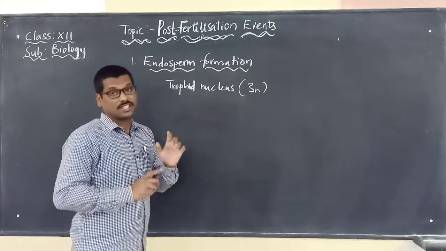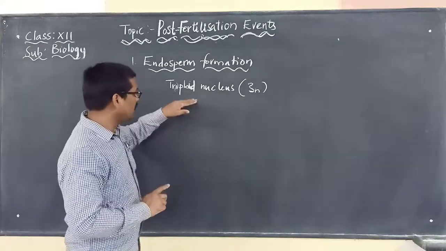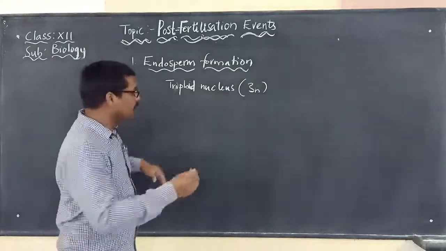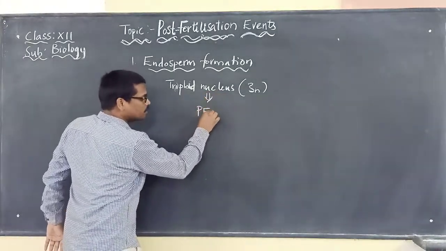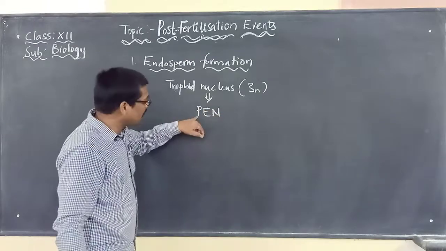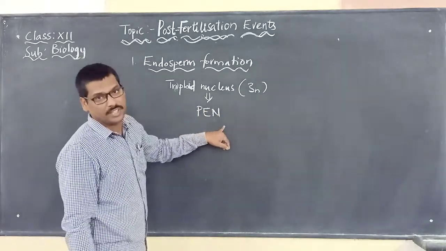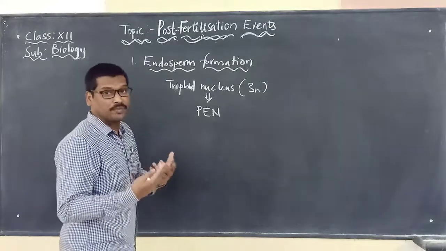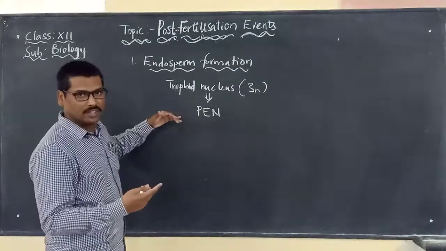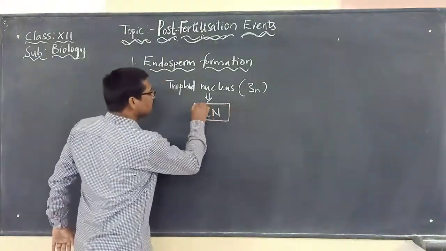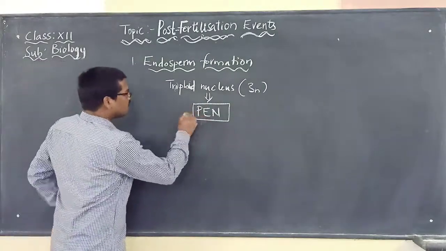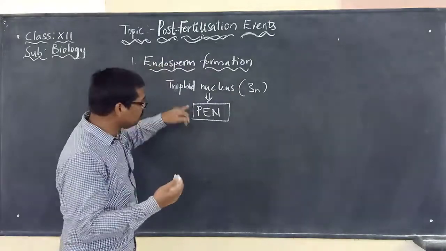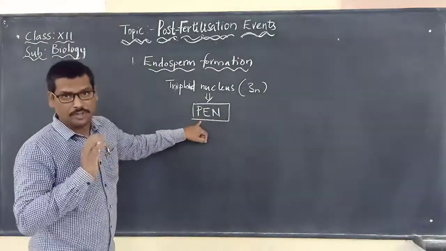We call it vegetative fertilization. So this triploid nucleus is the primary endosperm nucleus. So endosperm is formed from what? It is formed from the primary endosperm nucleus. Remember that.